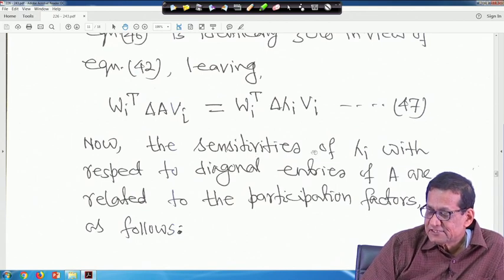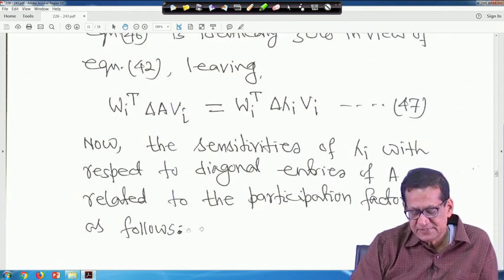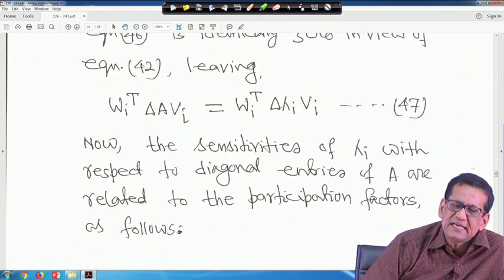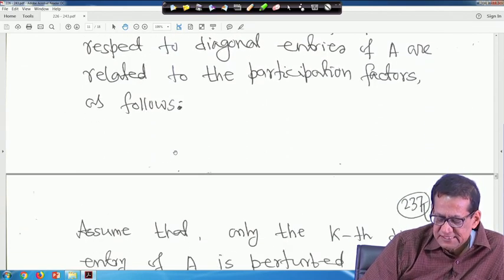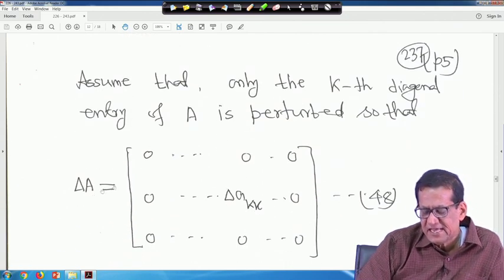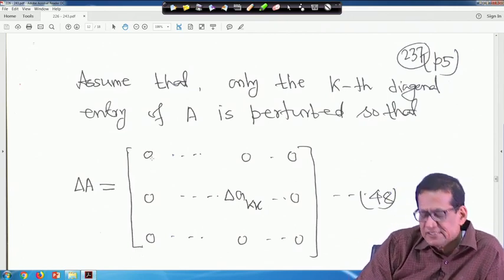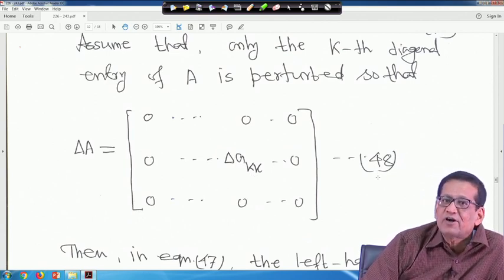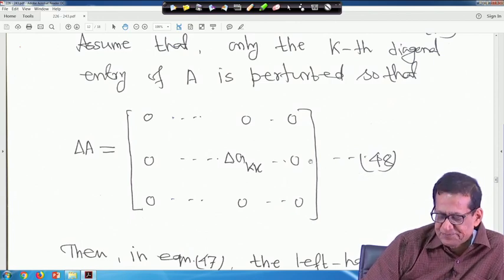Now, the sensitivities of lambda_i with respect to the diagonal entries of A are related to the participation factor as follows, only diagonal elements, A_kk, A_jj. Assume that only the kth diagonal entry of A is perturbed, so all other elements remain fixed and their perturbation is 0. Only A_kk is perturbed, so it is delta A_kk. This is equation 48. Previously, whatever we have done, now the concept will be clear.